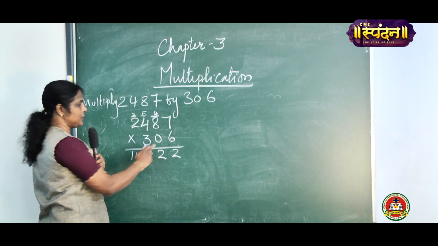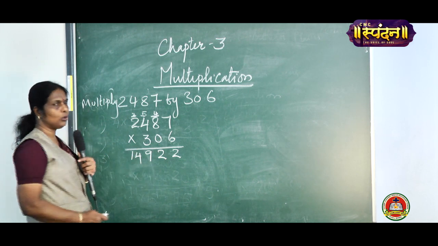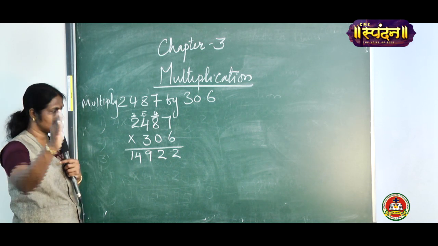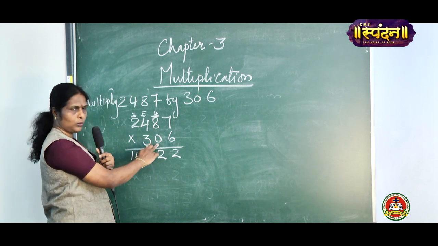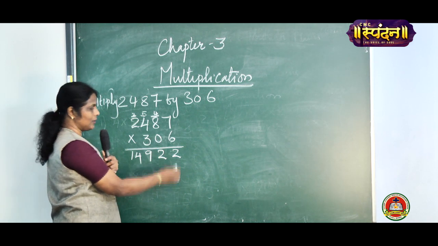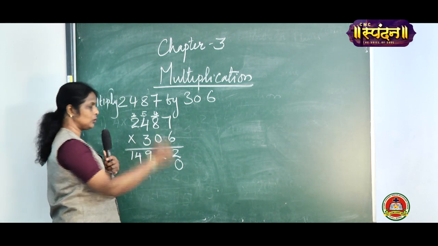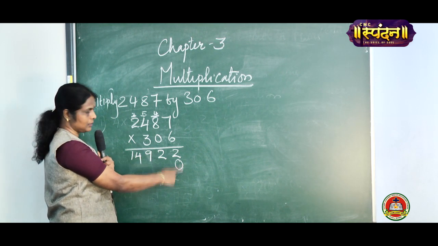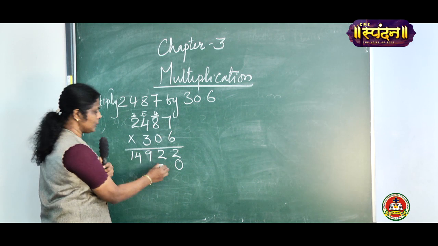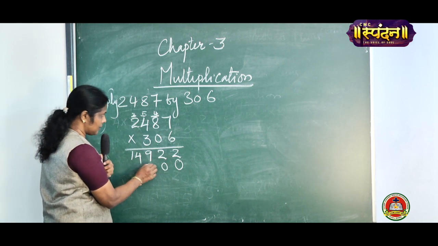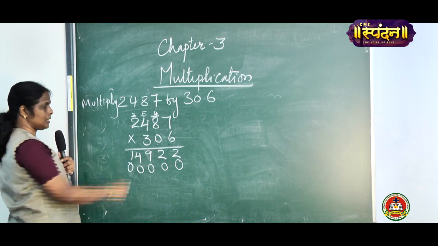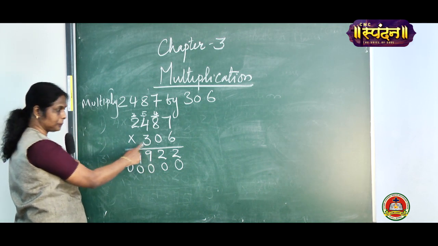Now the second step is you have to multiply by 0. We have studied in the second property that any number multiplied by 0 is 0. So even though 0 is in the tens place, we start writing 0 from the ones place. So put a 0 in the ones place. Now start multiplying by 0. 0 into 7 is 0. 0 8s are 0. 0 4s are 0. 0 2s are 0.